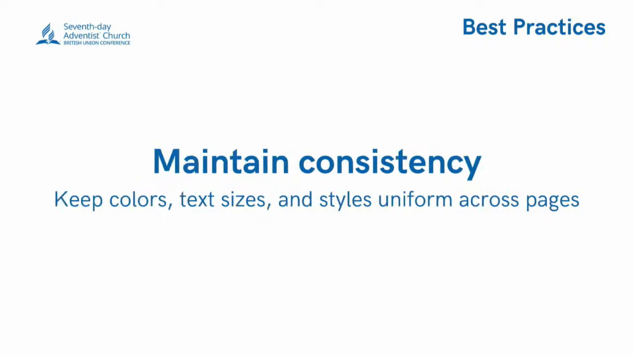Maintain consistency. Keep colors, text sizes, and styles uniform across pages. Consistency across your website enhances usability and strengthens your brand identity. When colors, text sizes, and styles remain uniform, users can easily navigate the site and quickly recognize your brand. Don't use all the colors that are possible. Use 2 colors, maybe 3, and try to have a pattern. This color you use for the titles, this color you use for the buttons. Have a pattern. That way it would look nicer.